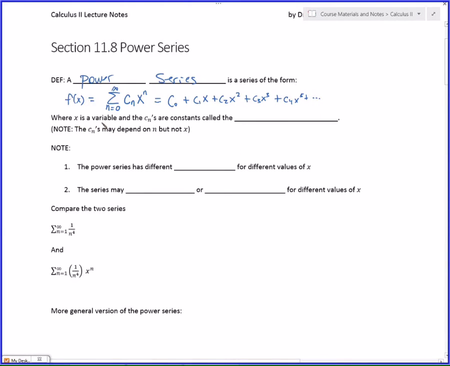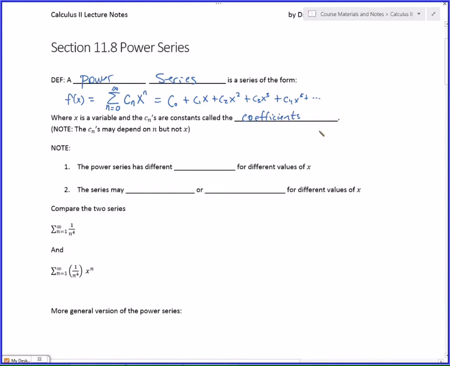So again, x is the variable. The c sub n's are constants, which, just like with a polynomial, we call coefficients. In fact, that's a very good way to think of these things. This is like a generalization of a polynomial, because a polynomial would be like if I stopped somewhere. In fact, the partial sum of a power series is a polynomial. But a power series goes on forever. It's like a polynomial of infinite degree that never stops.